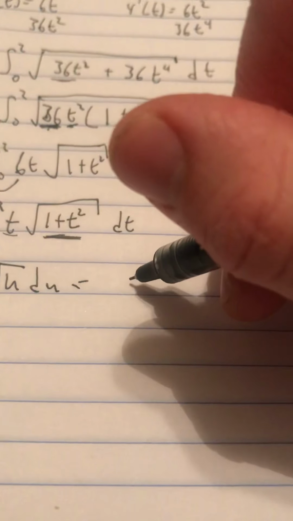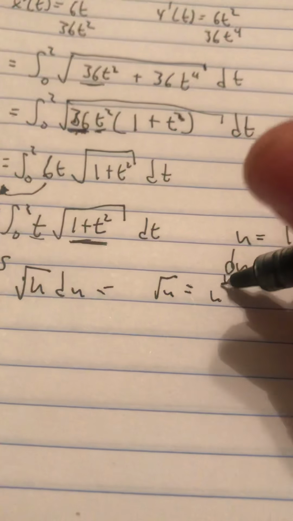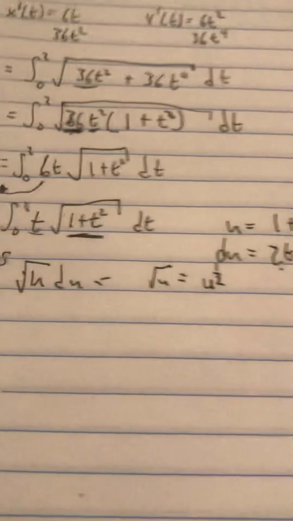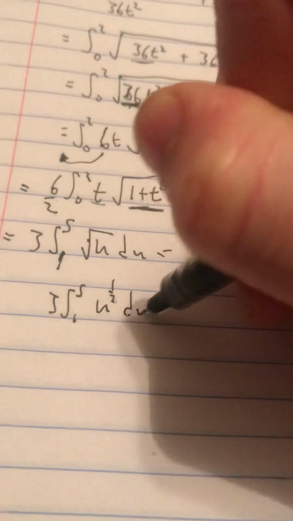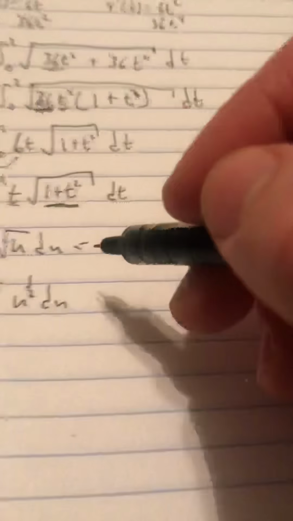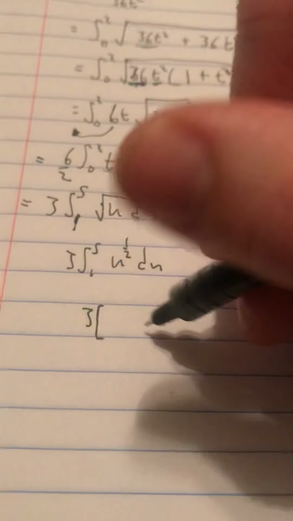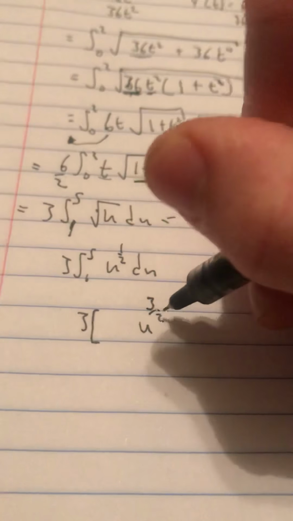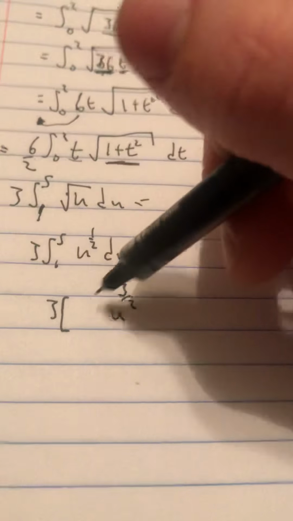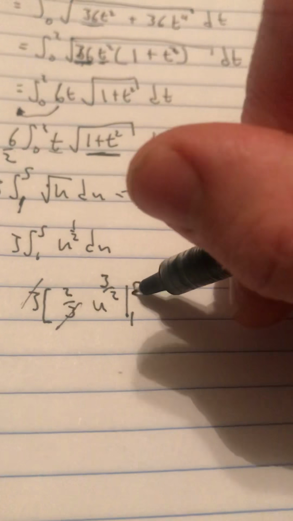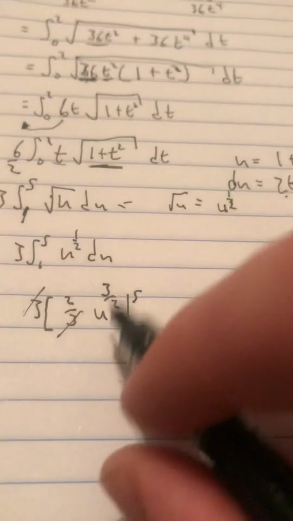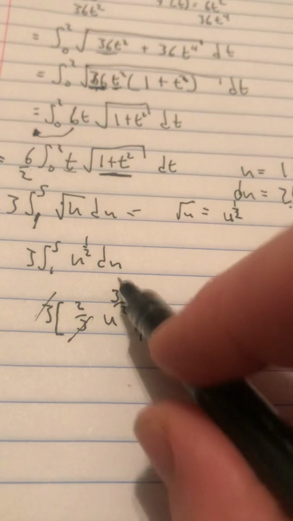And remember, square root of u is equal to u to the 1/2. So I'm going to rewrite it like that. 3 times the integral from 1 to 5 of u to the 1/2 du. So integral of this, this one's easy now. We're going to have 3, well, you add 1 to the power, so we're going to have 3 halves. Divide it, so we're going to have 2/3. Now notice these 3's here will cancel out. So we'll have 2 times u to the 3/2 power.